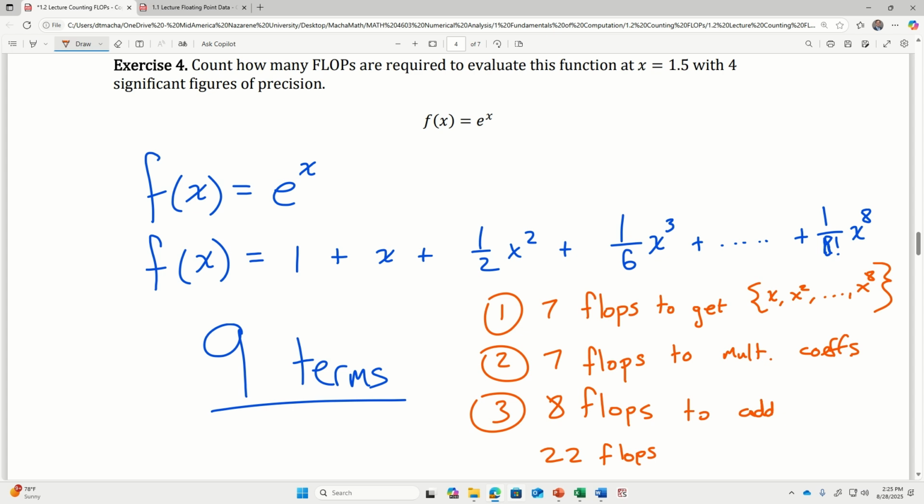Another way you can think about it is you get this with just one flop, and then every term after that you've got to have 3 more, because add, multiply, multiply. And so you've got 1 plus 7 times 3. Every additional term you need in this Maclaurin series to get more accuracy, every term you add is going to be 3 more flops.